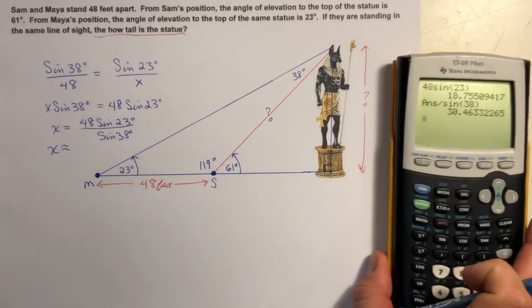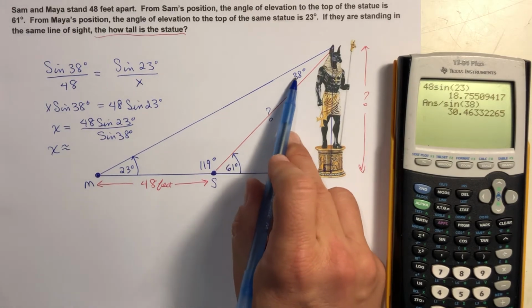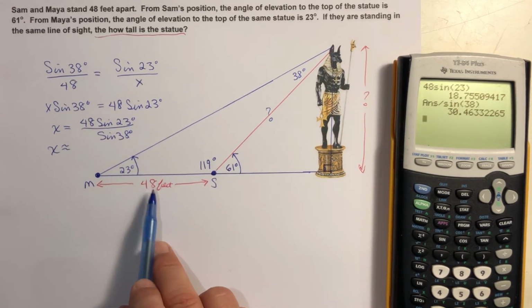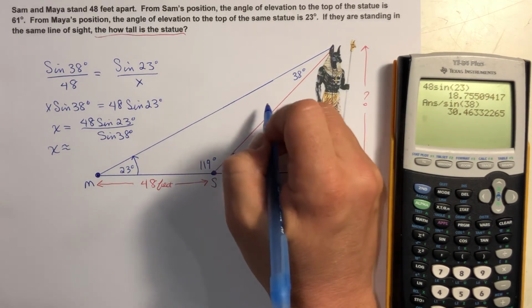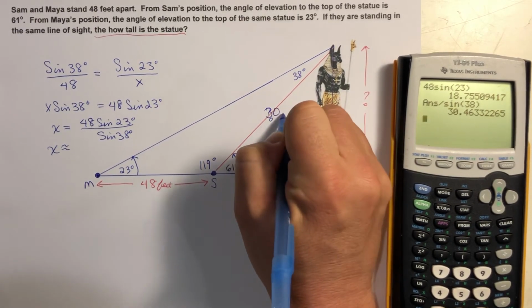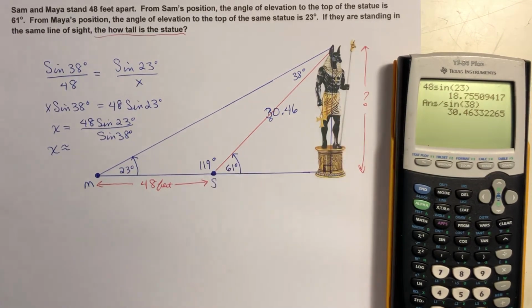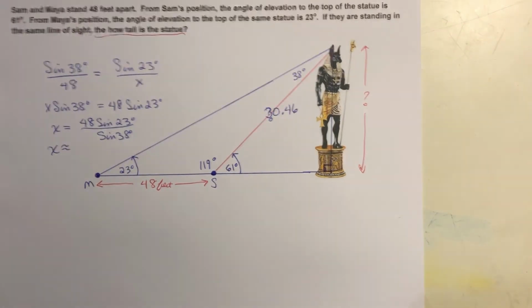Now guys, let's think about that. Is that a reasonable answer? Let's see, 38 degrees forms 48 feet. Okay, so this is a smaller angle. I'm getting a smaller side. I think it's reasonable. So I'm gonna call this about 30.46 feet.